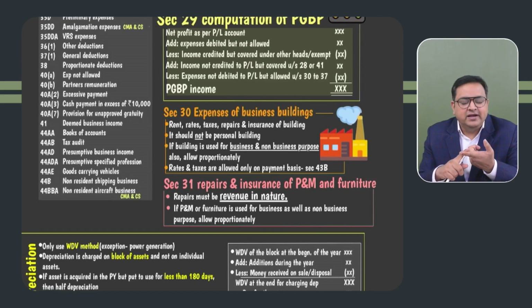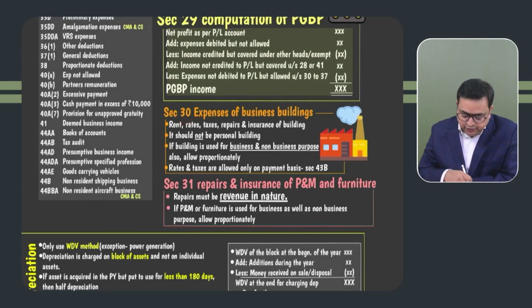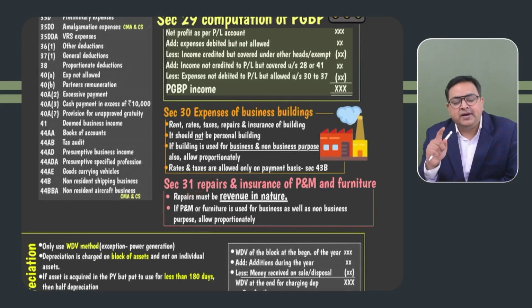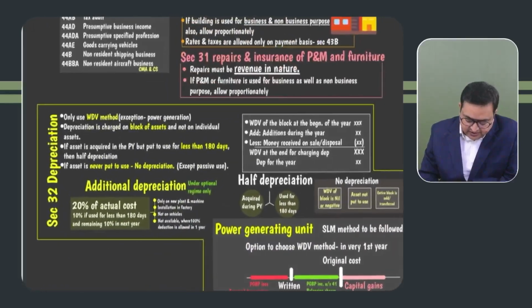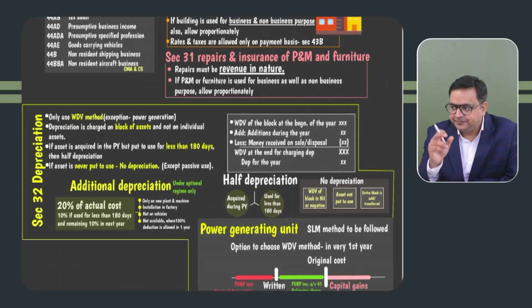Rates and taxes of building are allowed subject to 43B. If it is paid up to the due date of ROI, then only it will be allowed. If it is not paid up to the due date of ROI, please don't allow them. So this is section 30 related to building. Section 31 is repairs and insurance of plant and machinery and furniture. So if there is any repair of plant and machinery, repair of furniture, it is allowed under section 31 also, right? Repairs and insurance.